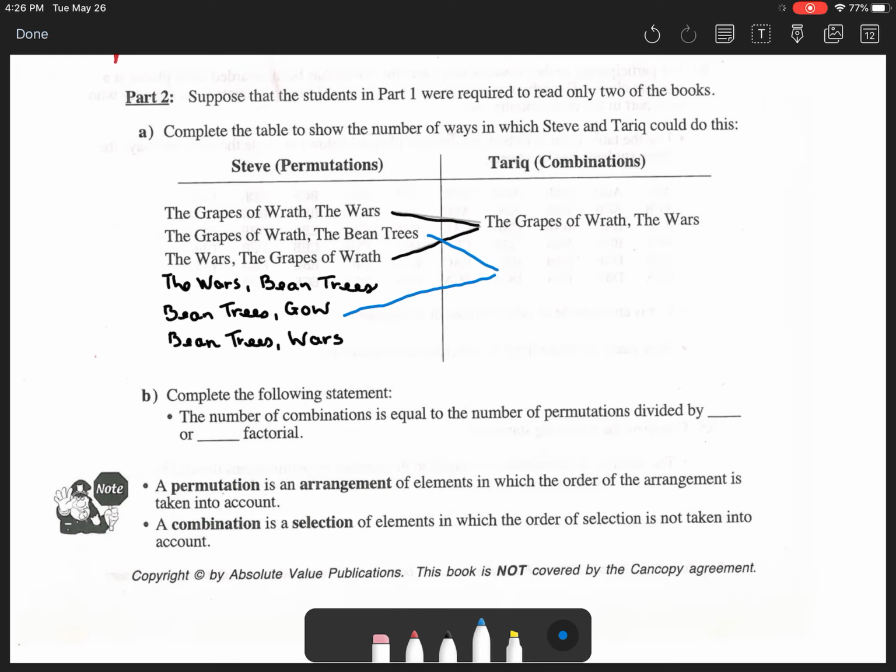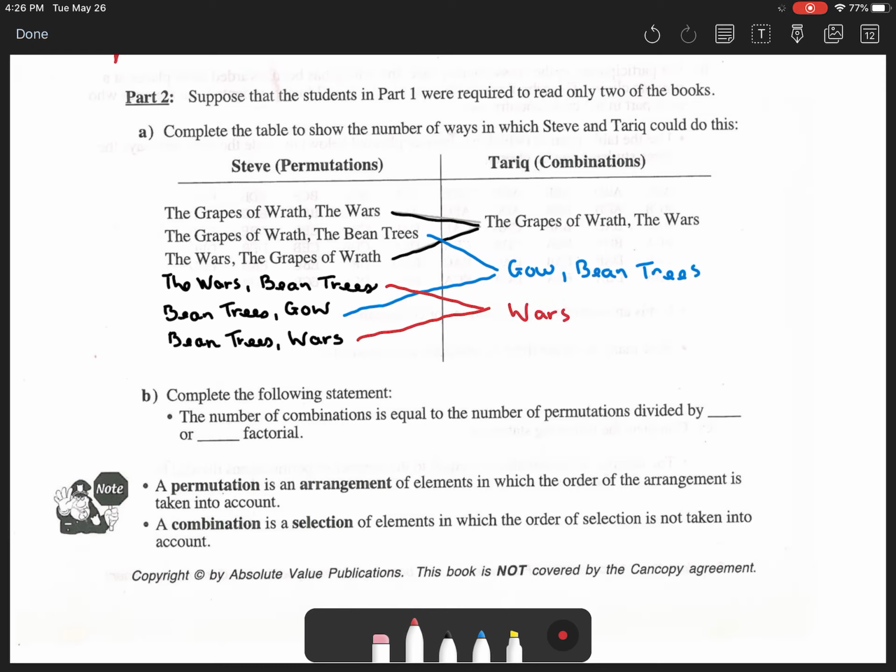Okay, that's the same for Tariq. Different for Steve because he reads them in different orders in different months, but this one would be Grapes of Wrath and Bean Trees, okay? He's taking the books out at the same time, okay? And then the last two would be Wars and Bean Trees. So there's Wars and Bean Trees, and where are Wars and Bean Trees? Right there as well, okay?